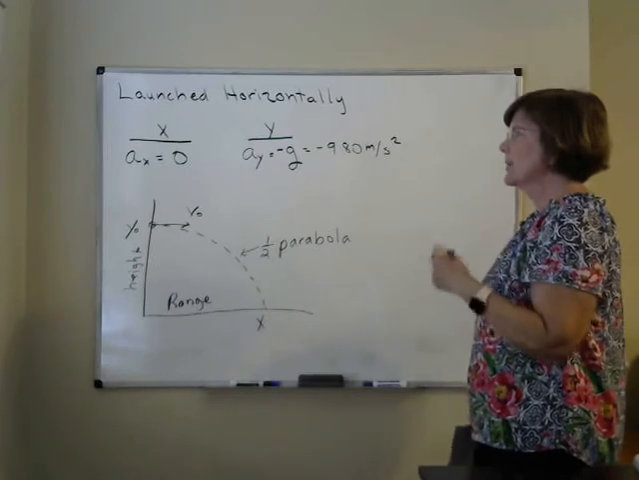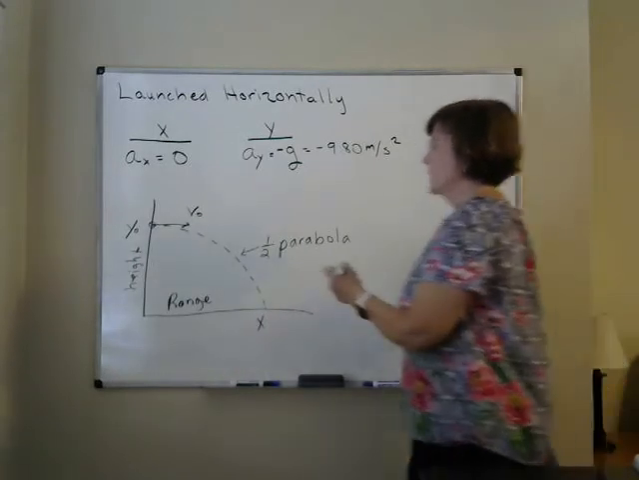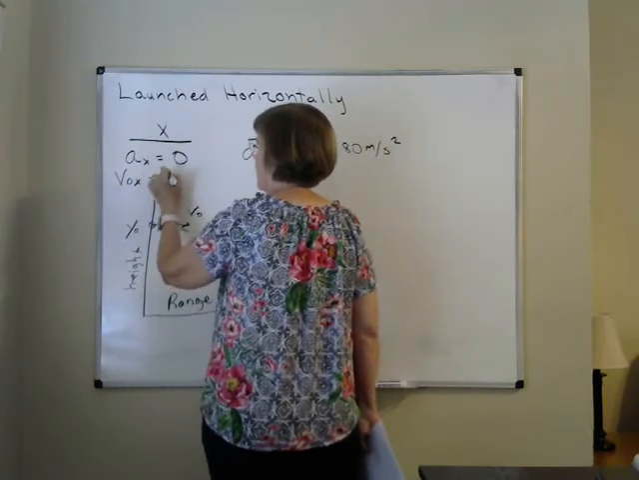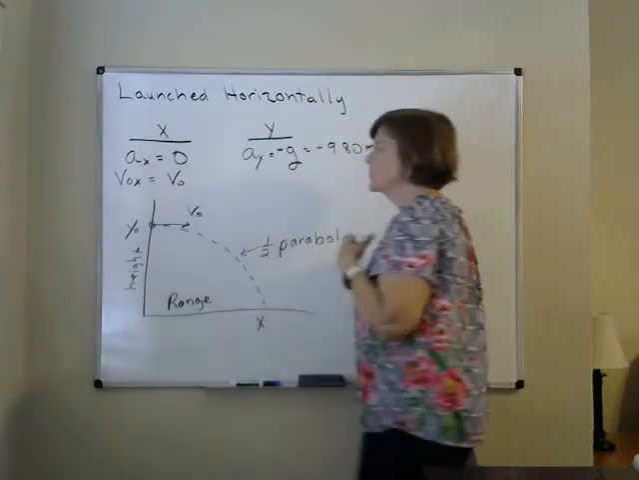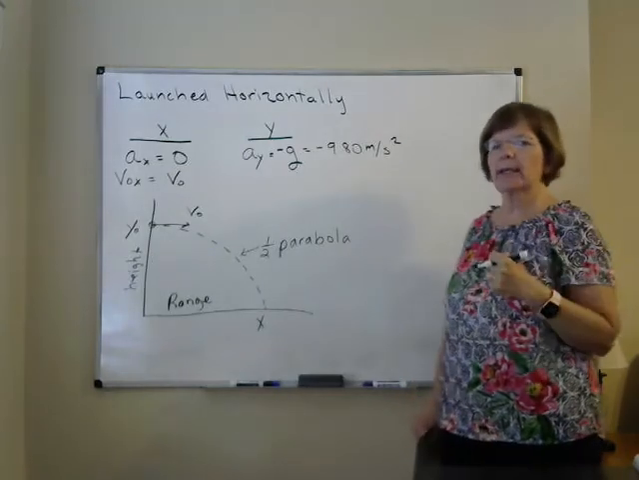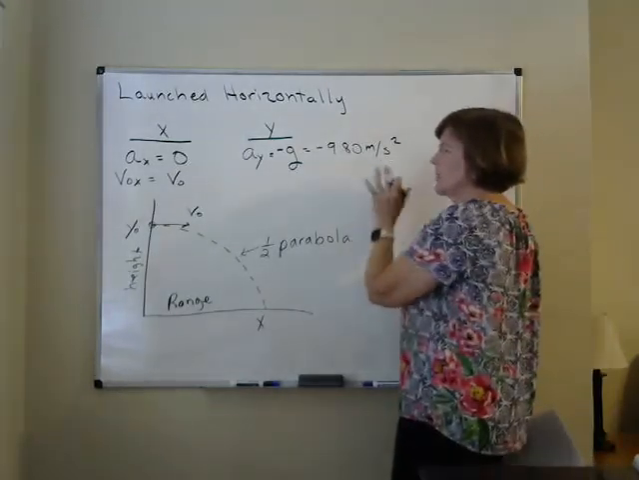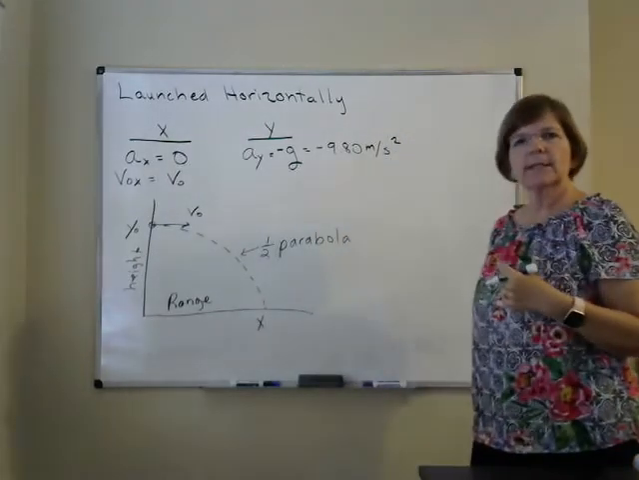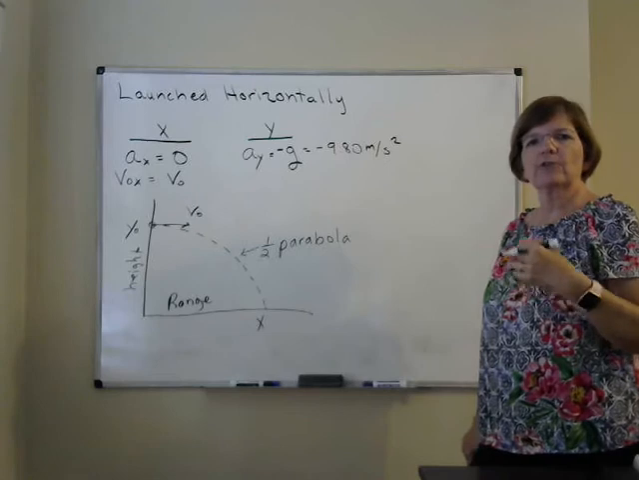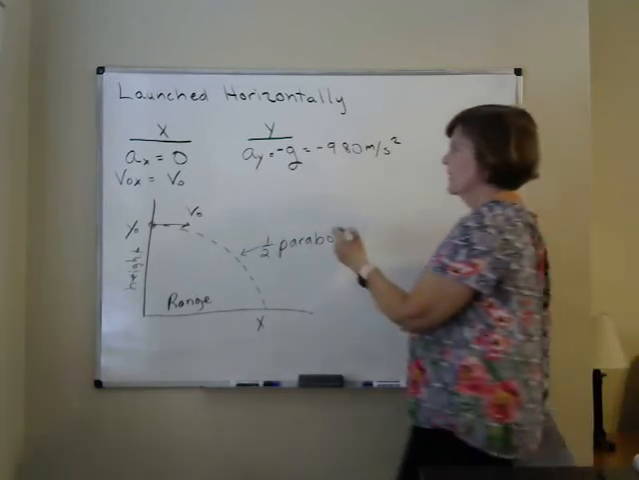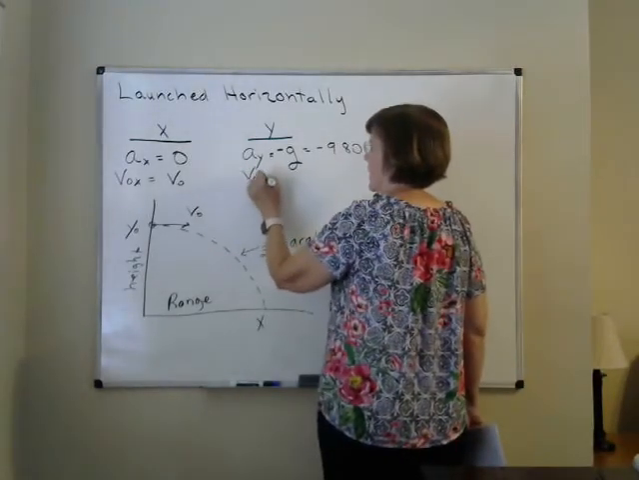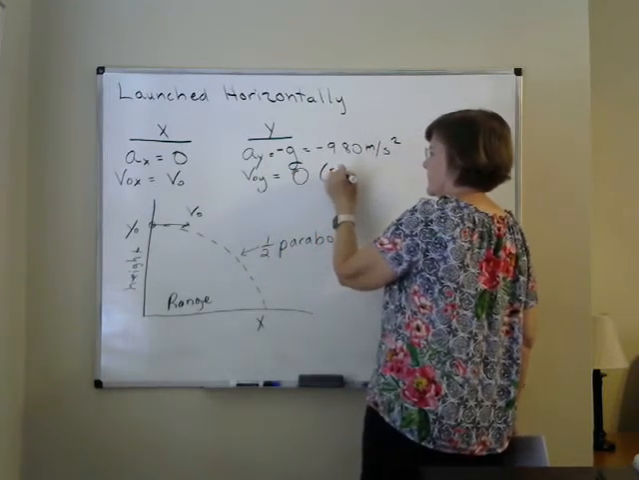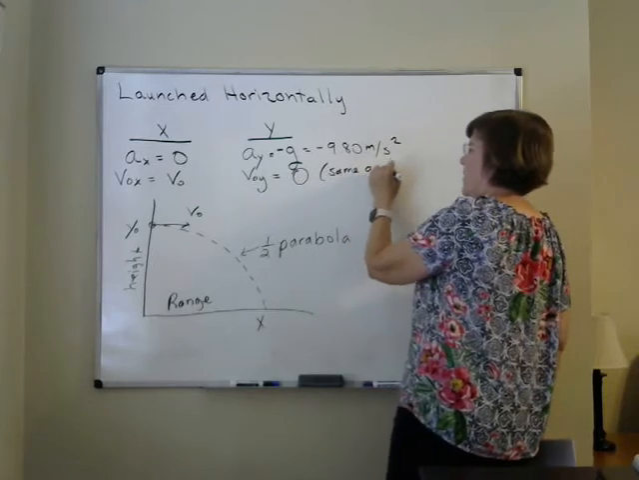If we're talking about horizontal motion, the initial horizontal velocity is just the initial velocity because we're launching it horizontally, we're throwing it in the x direction. If we're talking about vertical motion, it's exactly like being dropped because it doesn't start off with an initial velocity vertically. That v0y is actually 0. Same as dropped.